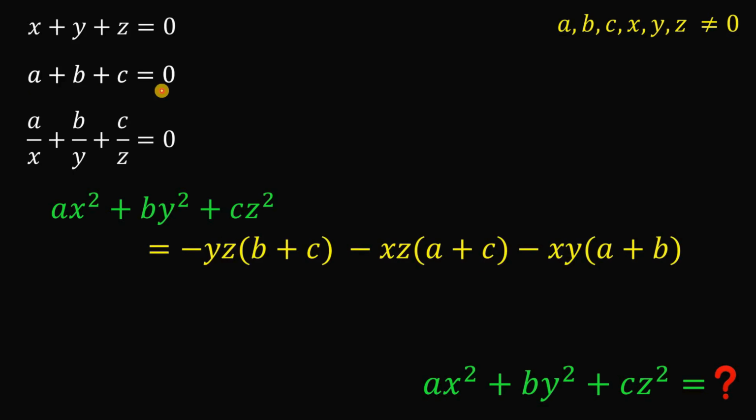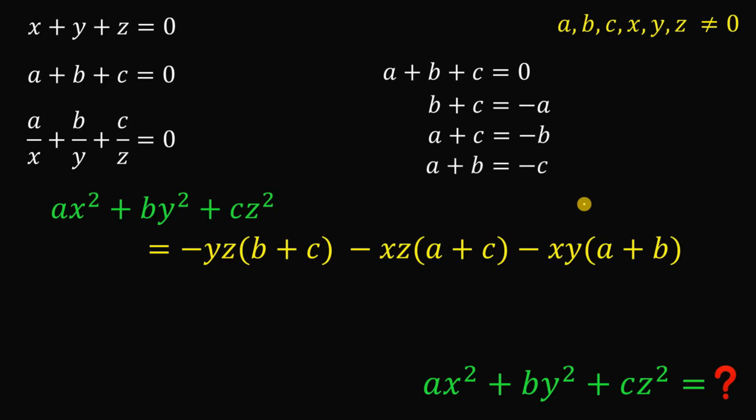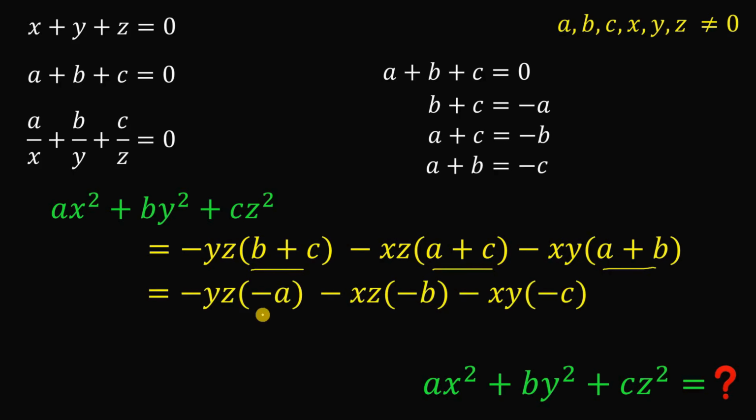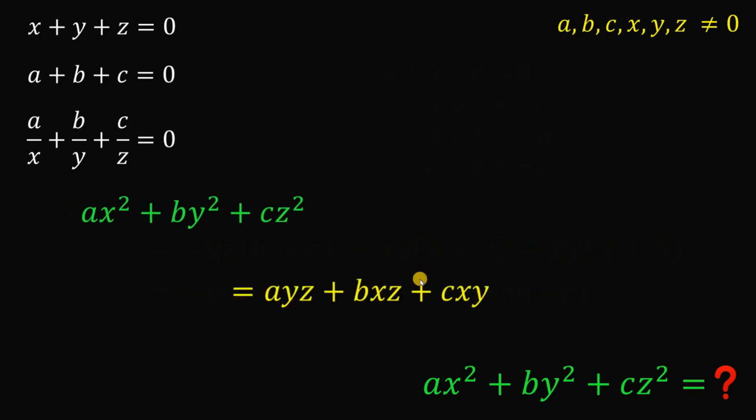And here comes the second equation into play that says that a plus b plus c equals 0. If we want to find the value of b plus c, this is just negative a. If we want to find the value of a plus c, this is just negative b, and a plus b is just negative c. In short, we can replace b plus c, a plus c, and a plus b like this. And let's simplify this expression. So we have ayz plus bxz plus cxy. And let's set aside this result.